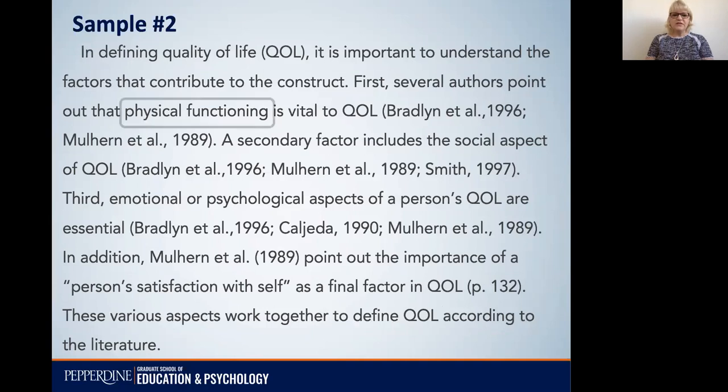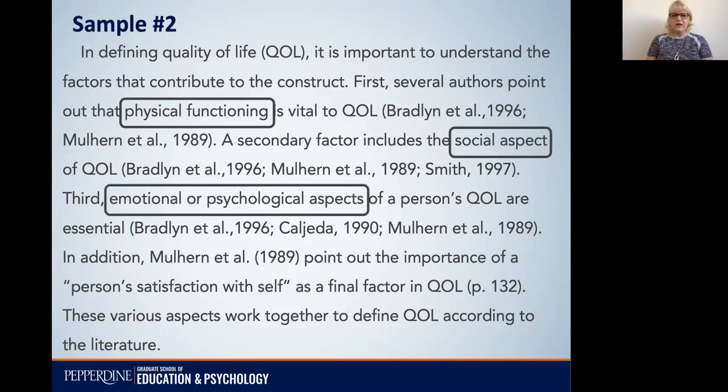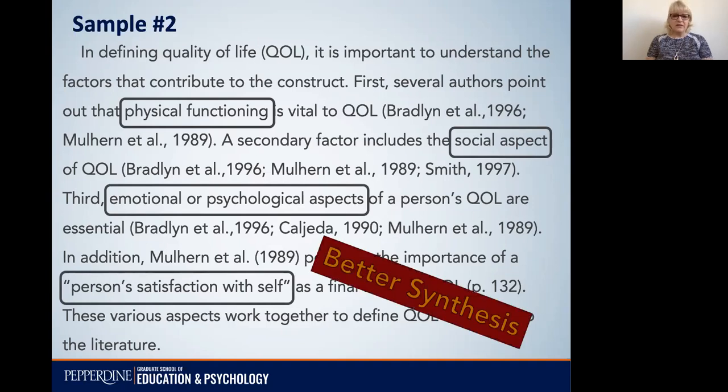So my suggestion is that this example is better synthesized because it pulls out these themes, physical, social, emotional aspects. And then this one didn't quite fit into one of those, so it's pulled out separately. That's fine. And then we have, so this is better synthesis. So there are these different skills that you use as a writer, and you kind of work to develop them as you're writing your literature review.